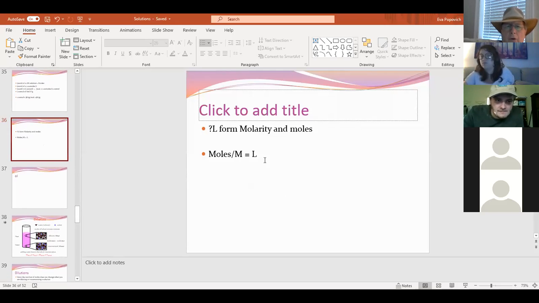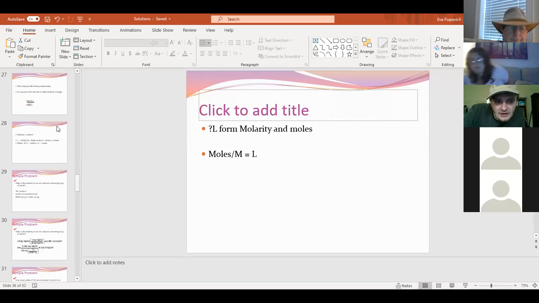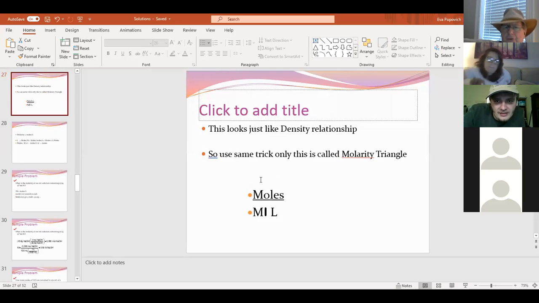Wait, there's a triangle? Yeah, what is the triangle? Is that between molarity, moles, and liters? Yes, the relationship between them. There are two things on the bottom, one on the top. Think of this like a triangle, just like you did the density.